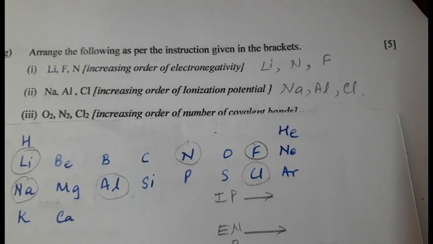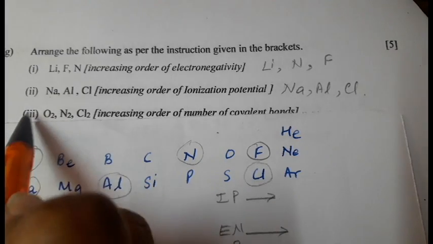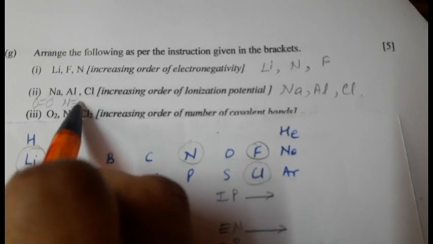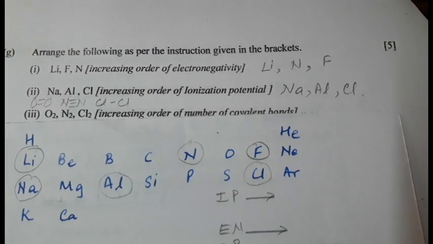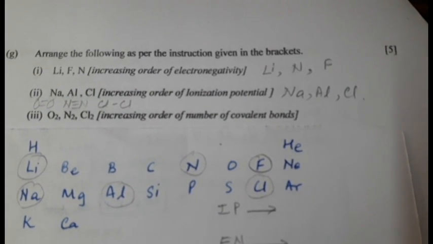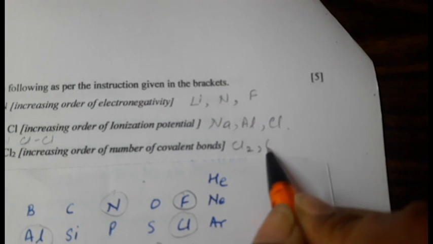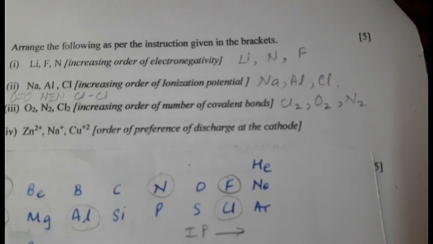The next one is where we have oxygen, nitrogen and chlorine. Now out here, a thinking step: oxygen is O double bond O, nitrogen is N triple bond N, and chlorine is Cl single bond Cl. Our question is increasing order of number of covalent bonds. Now covalent bonds are maximum in nitrogen, so you start with chlorine. So our answer will be chlorine first, then comes oxygen with two covalent bonds, and then we come to nitrogen, which is N triple bond N, 3. We now come to the next question.